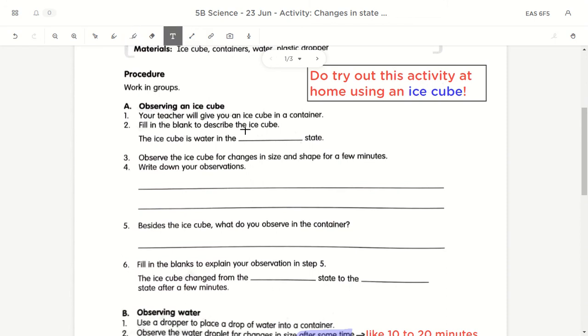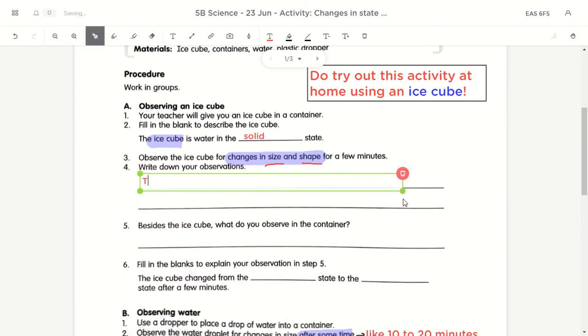So you have an ice cube. Make sure that you read the question properly. I'm talking about the ice cube. The ice cube is in the solid state. Remember, there's only 3 states. Observe the ice cube for changes in size and shape. Some of you never talk about the changes in size and shape. So we have 2 sentences here. What do we observe about the changes in size and shape? Let's talk about the size. The ice cube became smaller.